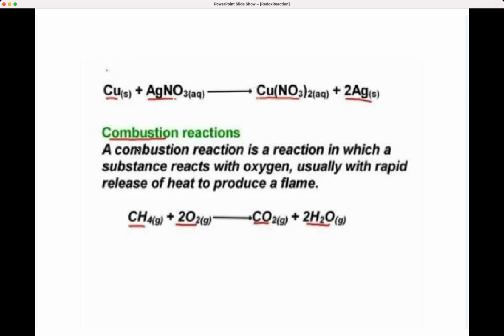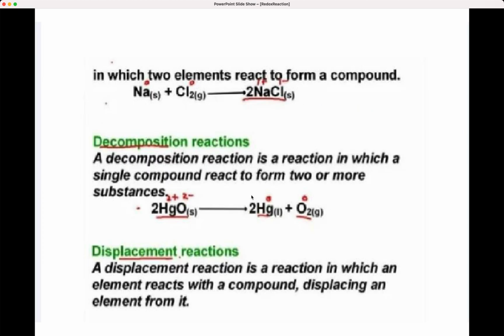And now what is a combustion reaction? A combustion reaction is a reaction in which a substance reacts with oxygen with release of heat to produce a flame. Here methane reacts with oxygen to give carbon dioxide and water. And from the previous page, this is the continuation, we were talking about the different types of reactions. We talked about combination reaction, and now decomposition reaction.